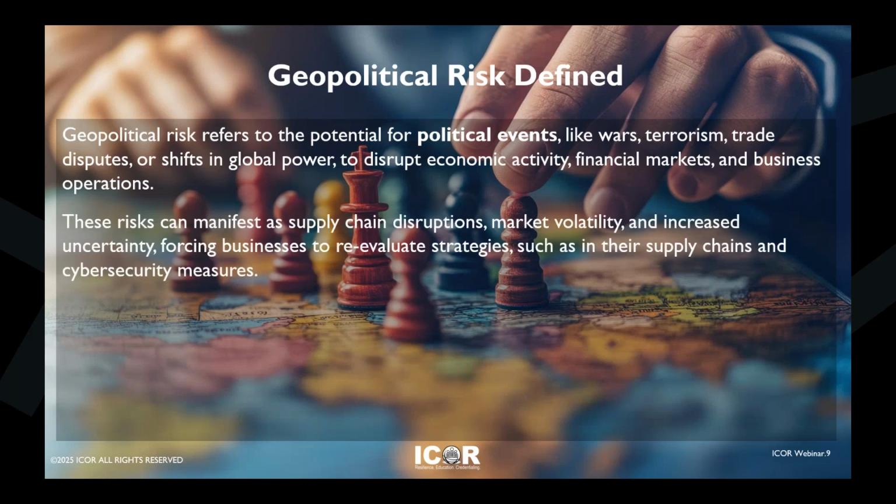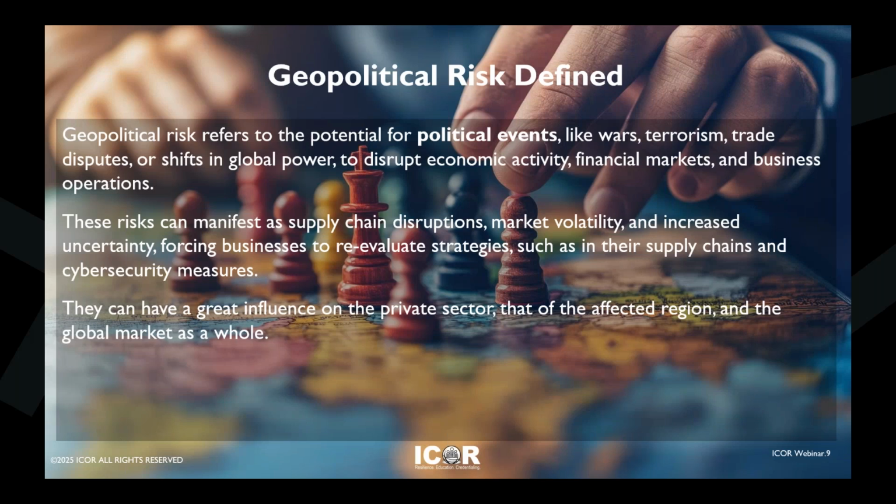So what does it look like? It can look like supply chain disruptions, market volatility, increased uncertainty, which I think we can all feel, which forces businesses to reevaluate their strategies, again, such as in their supply chains and cybersecurity measures. I feel like these are the two pieces that almost everybody I referenced talked about, but I think we're going to see other impacts as well. And that's why I'm pausing a little bit, just to get a bigger picture of what this looks like in the next year or two. So it is a topic I'm personally going to continue to look into.